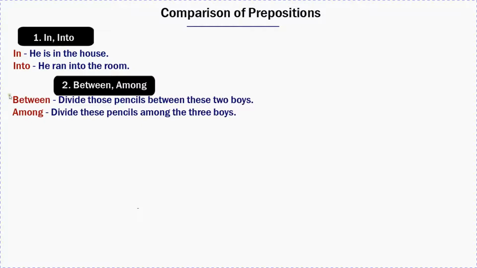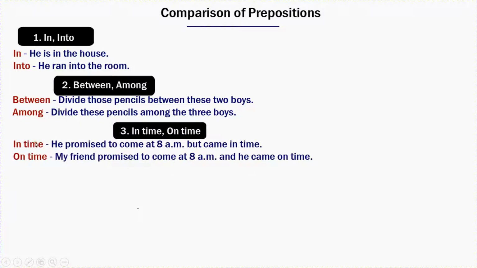Between, again, when we talk about two persons or things, like divide those pencils between these two boys. And among means when we talk about more than two persons or things, like divide these pencils among the three boys.